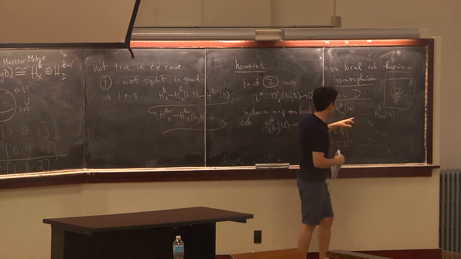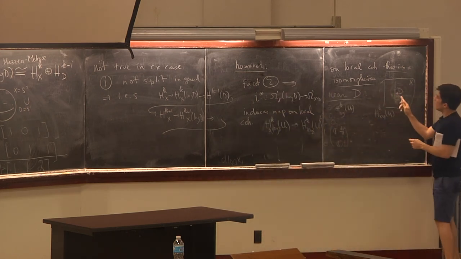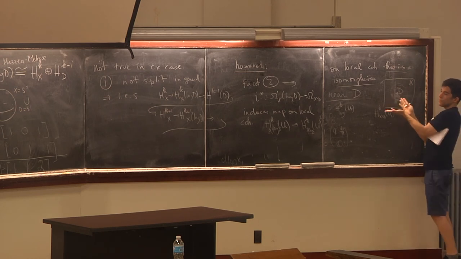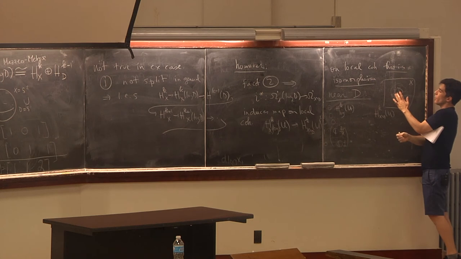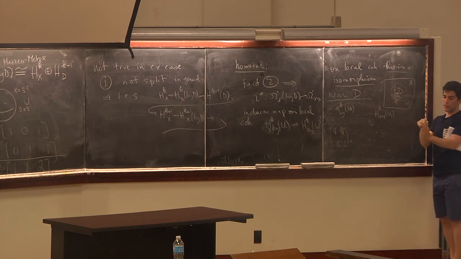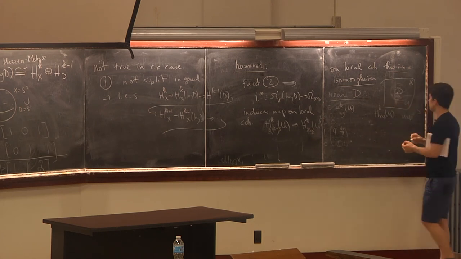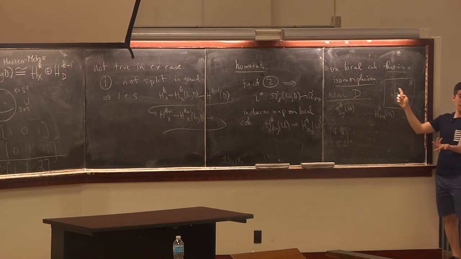On the other hand, what about the complement? Well, the complement locally, what does it look like? It's punctured in codimension 1. So it basically is homotopic to a circle. So U minus D is homotopic to a circle, because it looks literally like this picture. If I puncture it, it looks like a little circle.